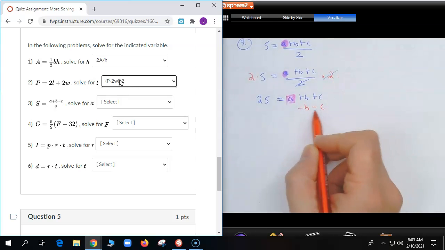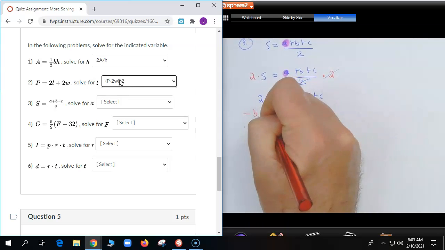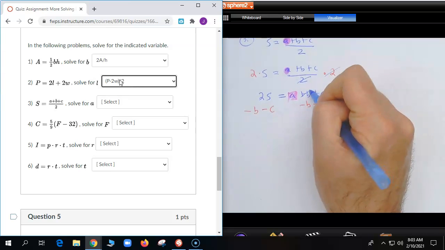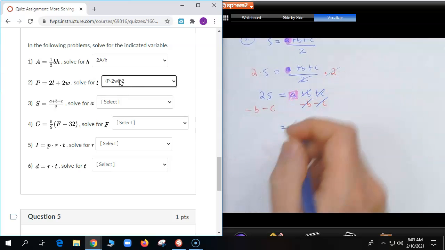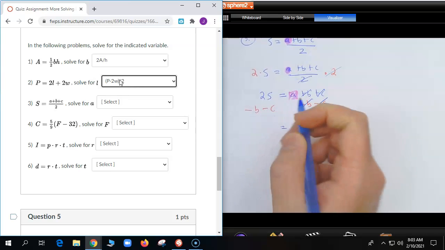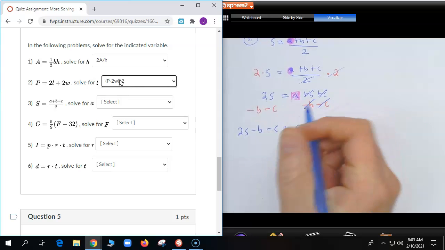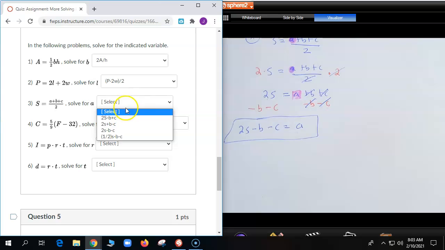Whatever I do on one side, I've got to do on the other side. So I subtract B, and I subtract C. I know this seems wacky and crazy, but these cancel, and these cancel. Now I've got the A by itself, and A is going to be 2S minus B minus C. You can't calculate anything there; there's nothing to combine, so that is the answer. We look for that, and there it is right there: 2S minus B minus C.